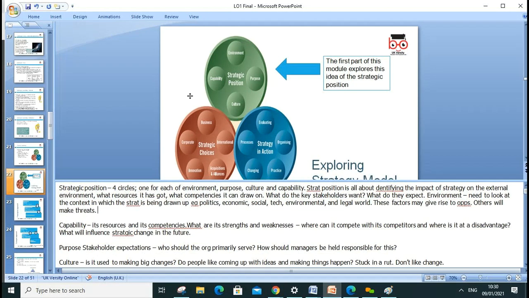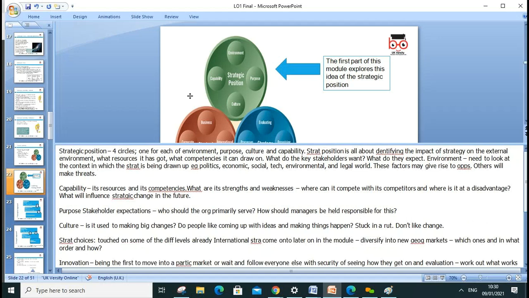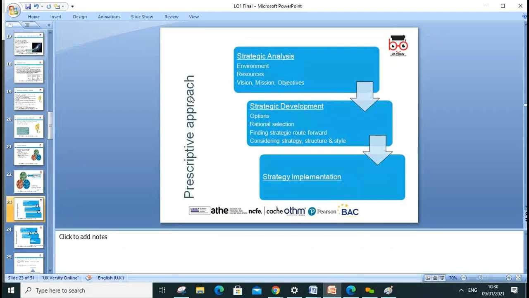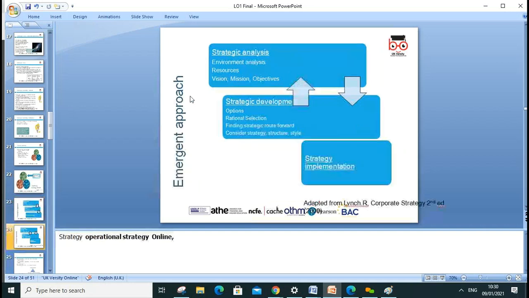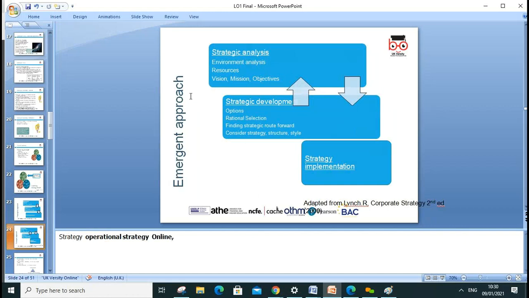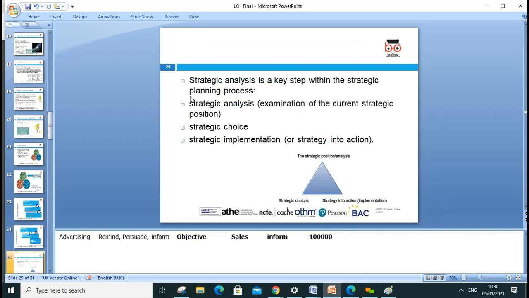It's good to do a bit of background reading, especially when you prepare the assignment. So please go through. Okay, strategic analysis: environments, resources, mission, strategic development options, and strategy implementation, which we'll go through in the last lesson. We have two approaches. One is called the prospective approach, and one is the emergent approach, where we look at the environmental development. These approaches we will go through in detail.